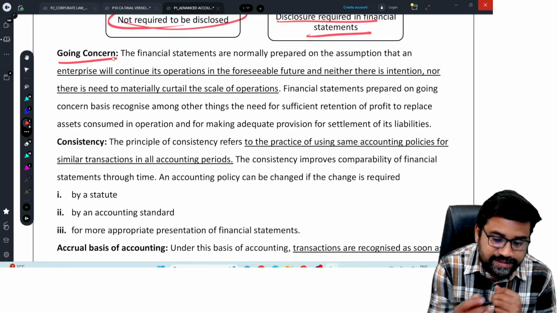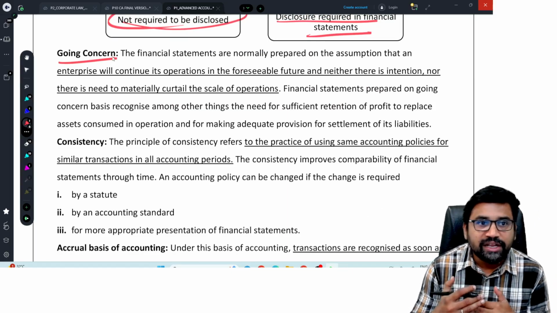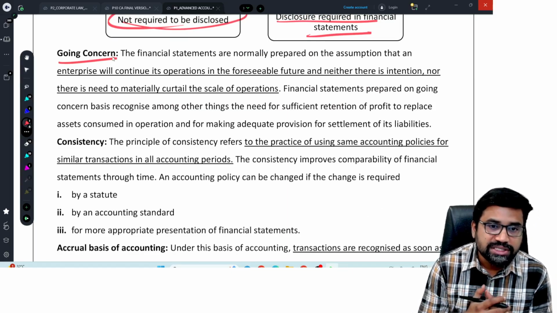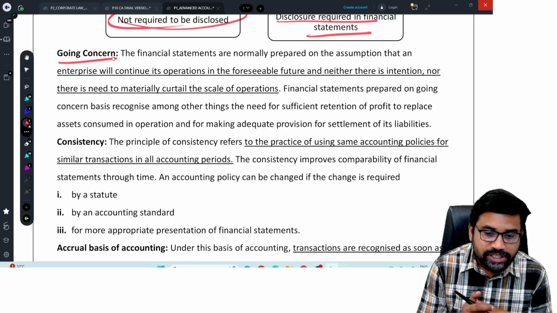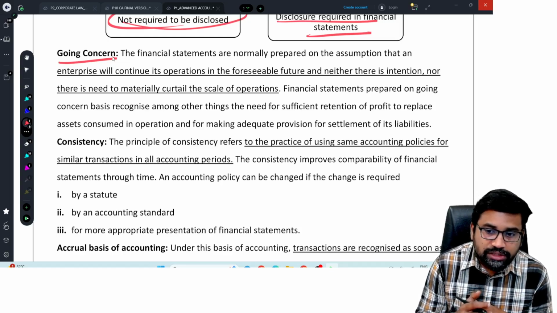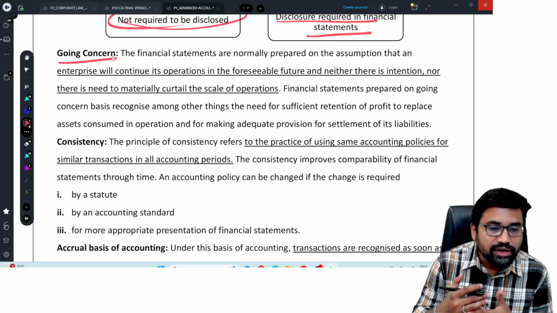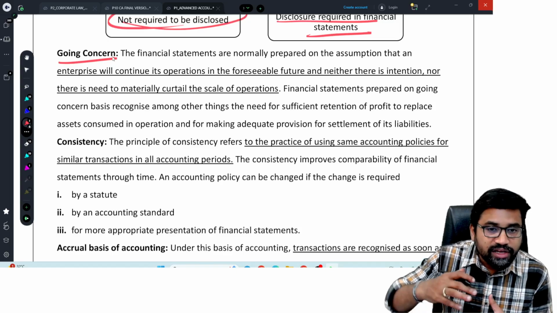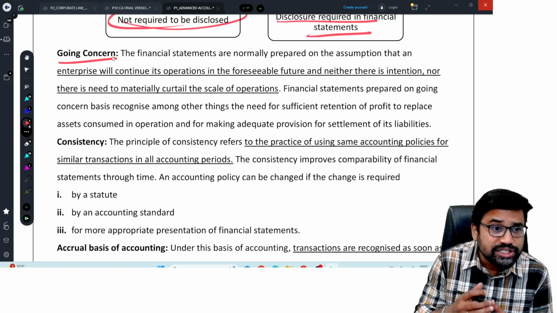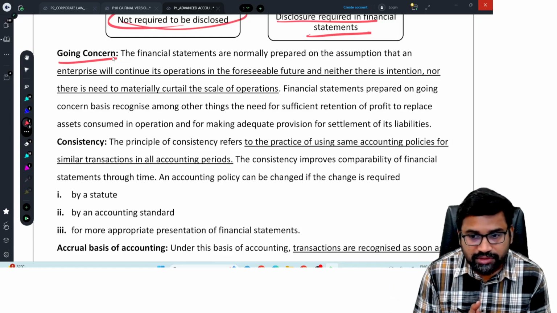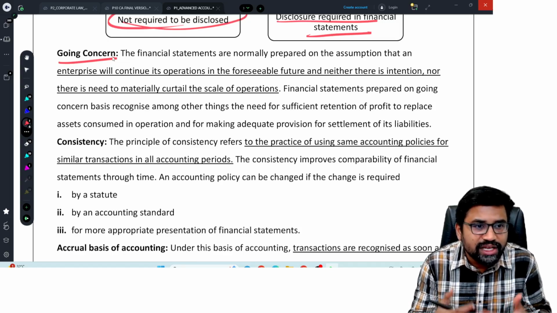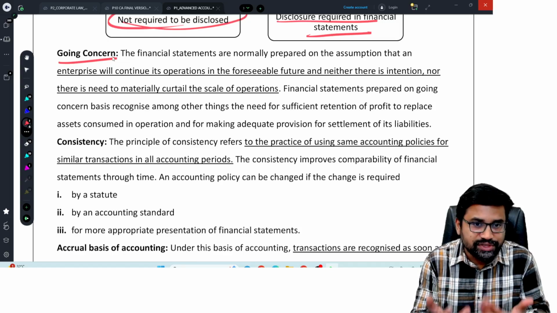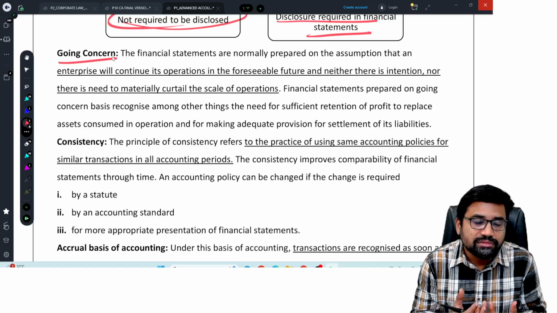First, going concern. What is going concern? See, whenever you are preparing financial statements of an organization, we assume that the organization will continue for the foreseeable future. Neither does it have the intention nor the necessity to curtail its operations. That means the organization will continue for the next year and the year after. So that is the assumption.